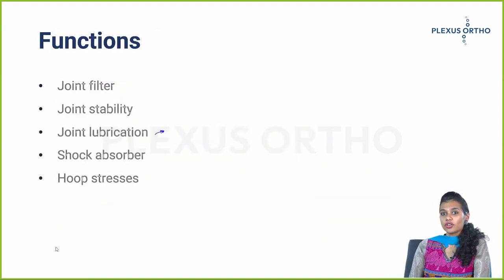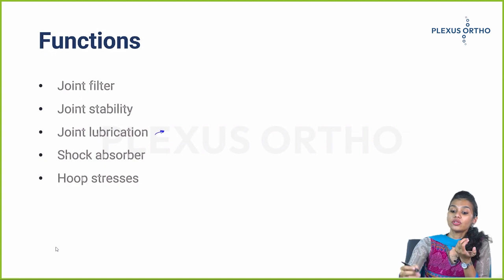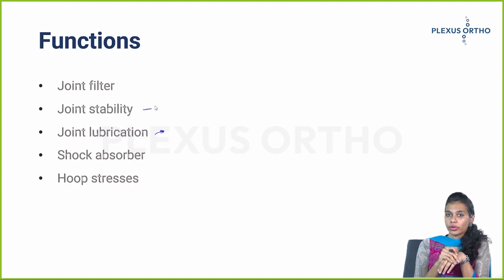Coming to the functions of the menisci, first of all, it acts as a joint filler. What this means is that it compensates for the gross incongruity between the tibial and the femoral condyles, and it provides a better surface area or better joint surface for the knee joint and hence also increases the stability of the joint. Next, it provides joint lubrication.